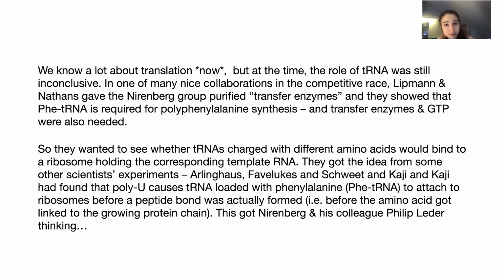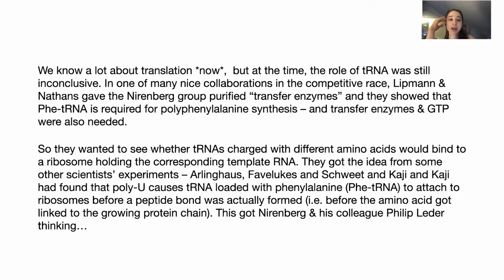The role of these tRNAs was still pretty inconclusive. There was a lot of competition going on at this time, but there were also some nice collaborations. Lippmann and Nathans gave the Nirenberg group purified transfer enzymes, these tRNAs, and they showed that phenylalanine tRNA is required for phenylalanine synthesis, and that transfer enzymes and GTP were also needed. And having this tRNA connection gave them another idea.